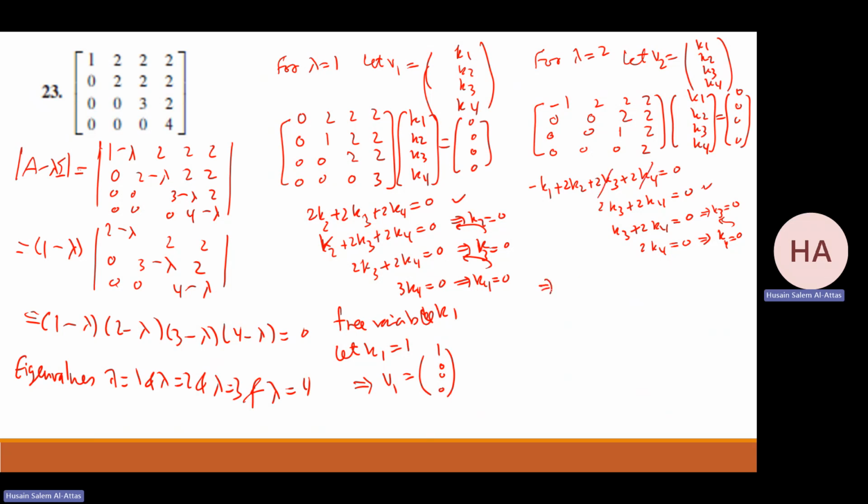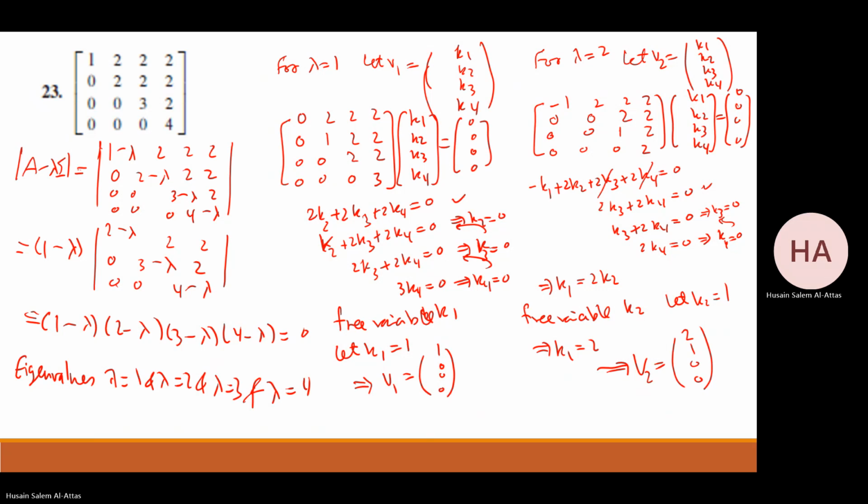So I have from the first one, k1 will be equal to k2. So my free variable is k2. So I let k2 to be 1. So it will be k1, 2. So it is my v2 will be 2, 1, 0, 0. Yes. Now for lambda equal 3.